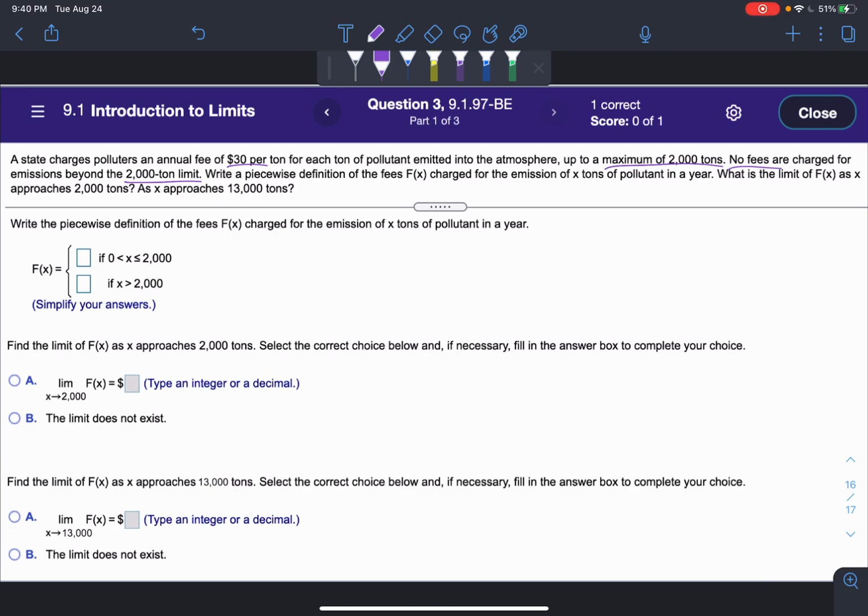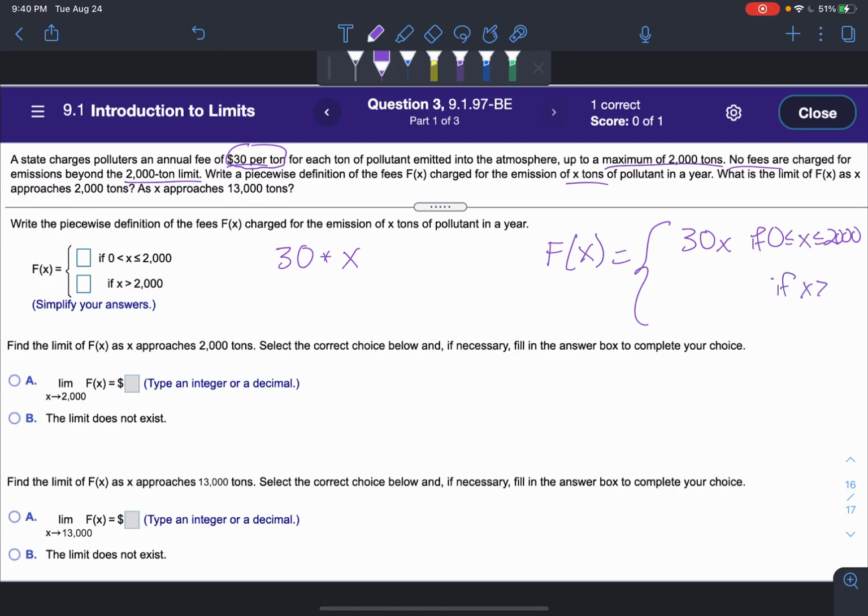So we get that from this piece. We get it from $30 per ton. And remember, x is the variable of the tons of pollutants in the water. So 30 per usually means multiplication, and then x is our tons. So our first part of the piecewise function is 30x if x is between 0 and 2,000. Okay, so now if x is greater than 2,000, what is my function?